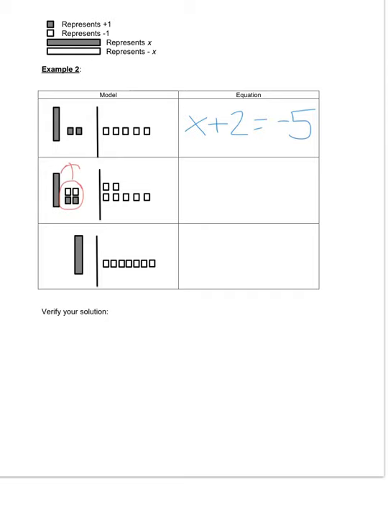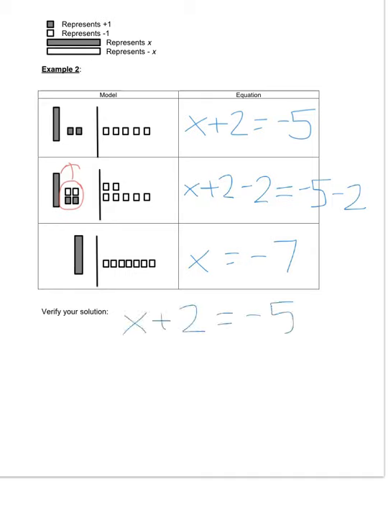So this equation step would look like x plus 2, and then we put 2 negatives to make 0, and the right-hand side we had -5, and then we put 2 more negatives to preserve equality. Once all our 0 pairs are gone, we're left with a solution of x equals -7. We'll recopy down our equation and then replace the variable of x with a -7 to check our solution. -7 plus 2 is -5. So the left-hand and the right-hand side are equal. That's the correct solution to our equation.